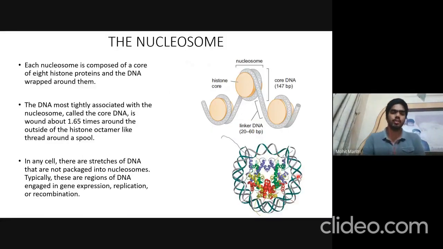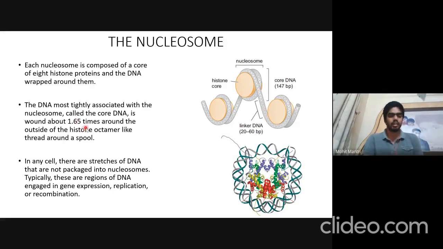Now comes the nucleosome. These chromosomes are formed because of the packing of DNA by proteins known as nucleosomes. Each nucleosome is composed of a core of 8 histone proteins and the DNA wrapped around them. So a nucleosome includes the histone proteins as well as the DNA wrapped around them. The DNA most tightly associated with the nucleosome is known as core DNA, and the extra DNA which is not very strongly associated with the histone is known as linker DNA.